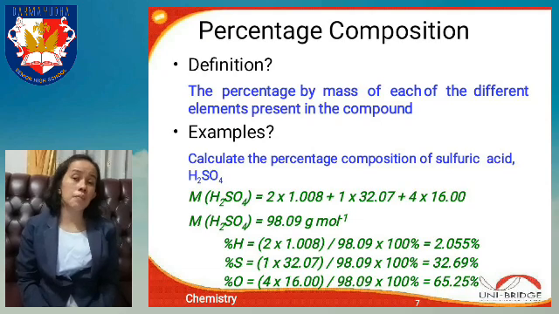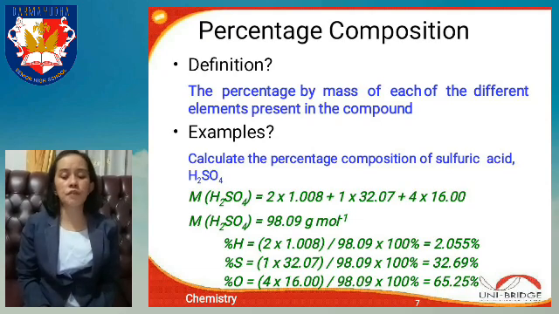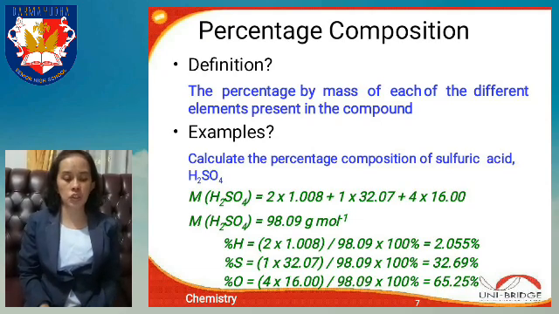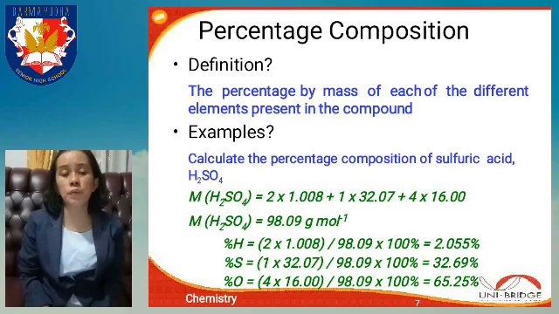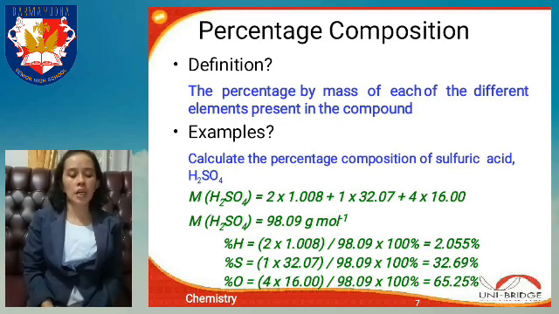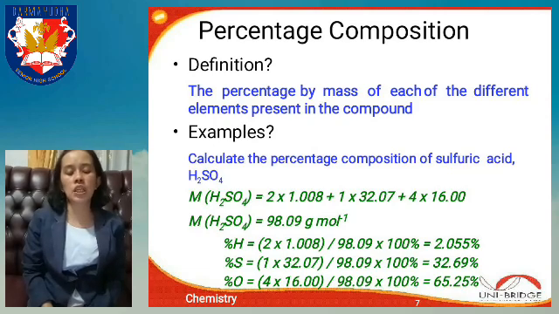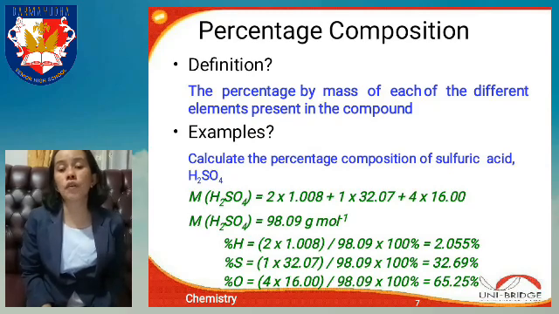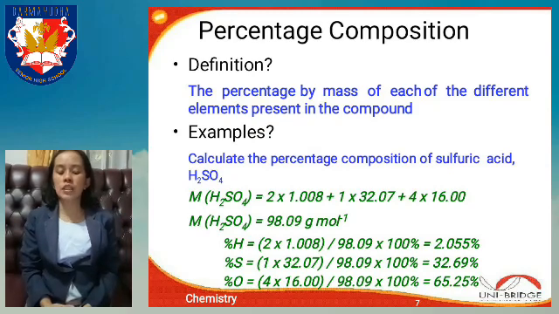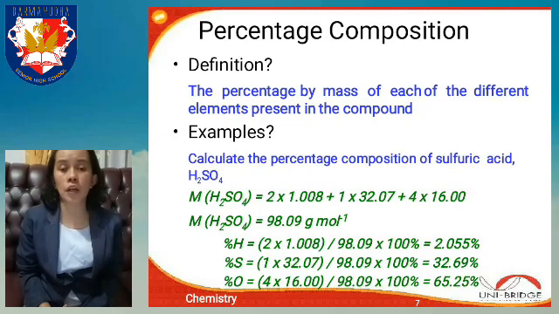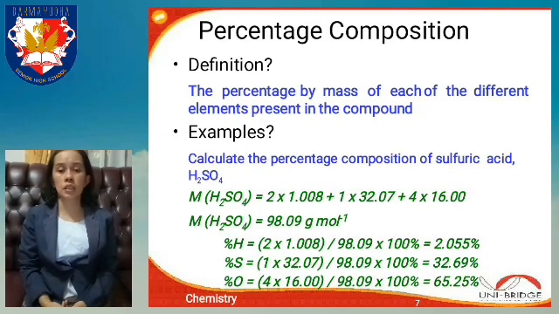Each element in a compound is always in a fixed composition or percentage. When the percentage is expressed by mass, it is the mass percentage composition. It is the percentage ratio of the total mass of an element to the total mass of the compound. In the slide given, I will show you how to calculate the percentage of hydrogen in sulfuric acid.